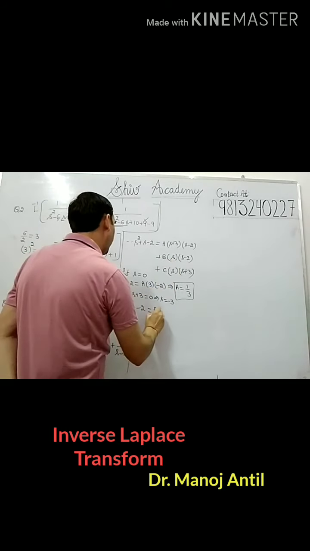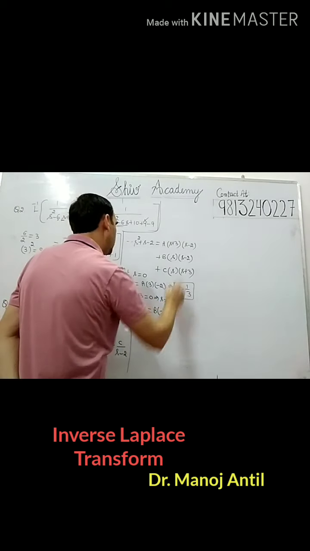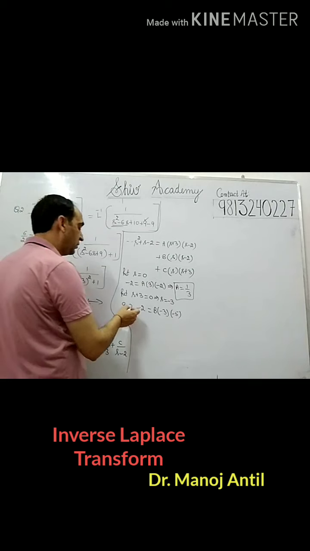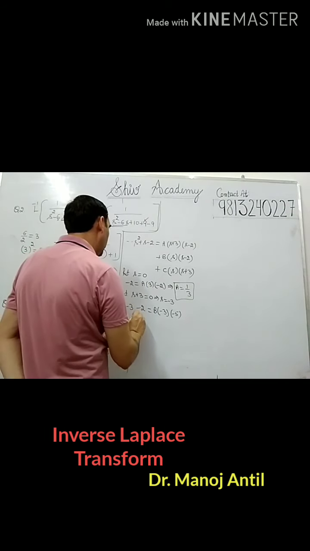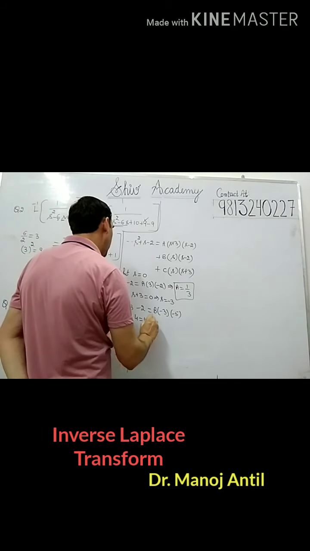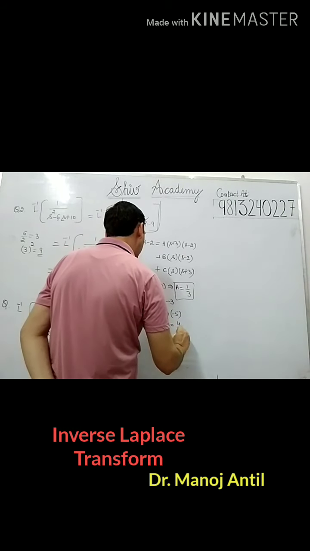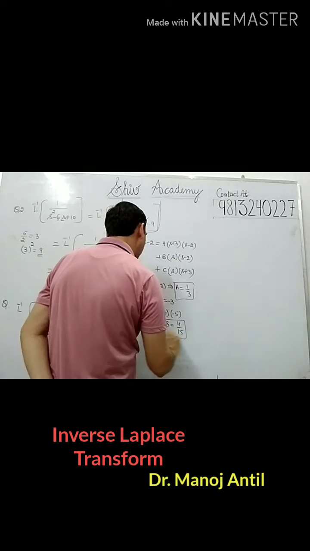And here we put b into minus 3 into minus 2 minus 5. Okay, so what do we get? 9 minus 5, that is 4, equal to 15b. So what do we get? b equal to 4 by 15. So this is the second value.